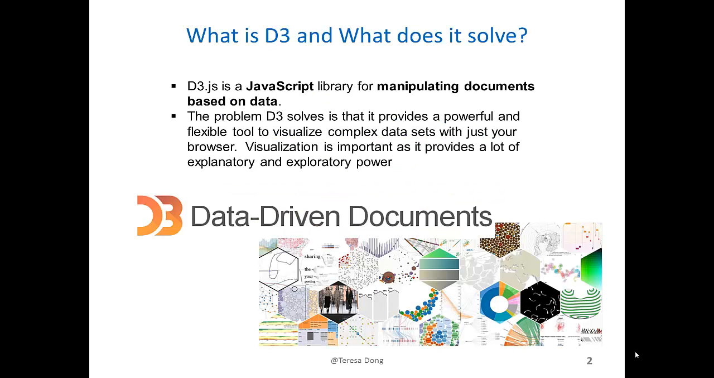D3 is a technology based on the web standards of JavaScript, HTML, CSS, and SVG that can be used to create powerful visualizations based on data. The acronym D3 stands for Data-Driven Documents, with documents referring to the DOM or the Document Object Model. The problem that D3 solves is that it provides a flexible and powerful visualization tool to explain and explore complex datasets with just your web browser.